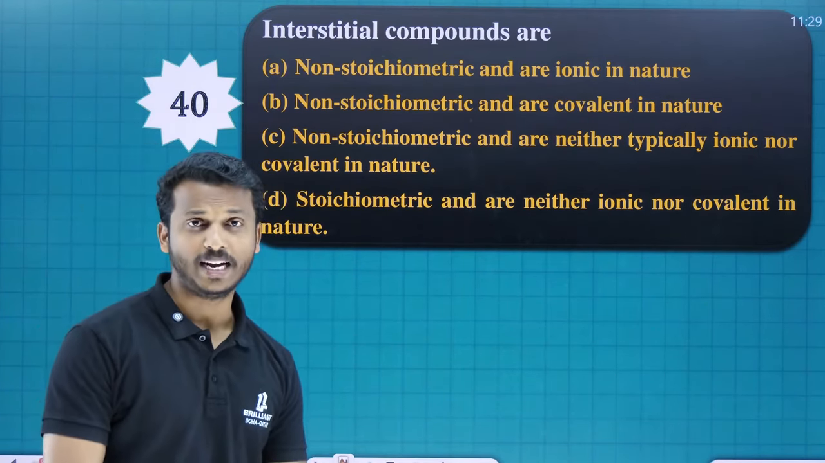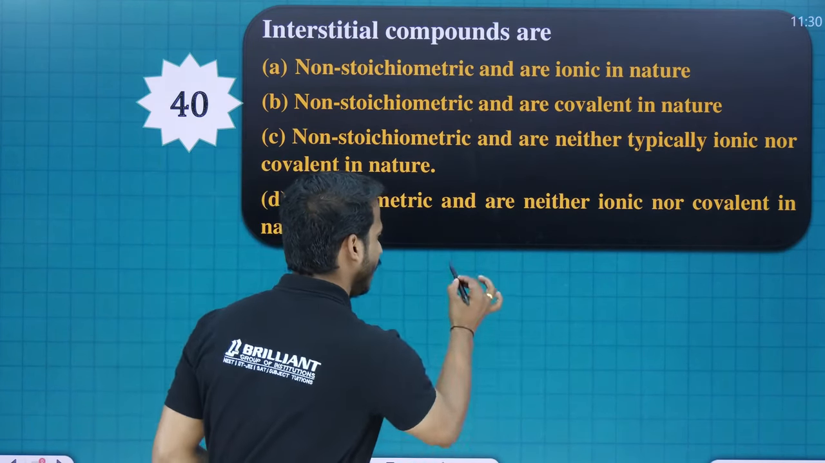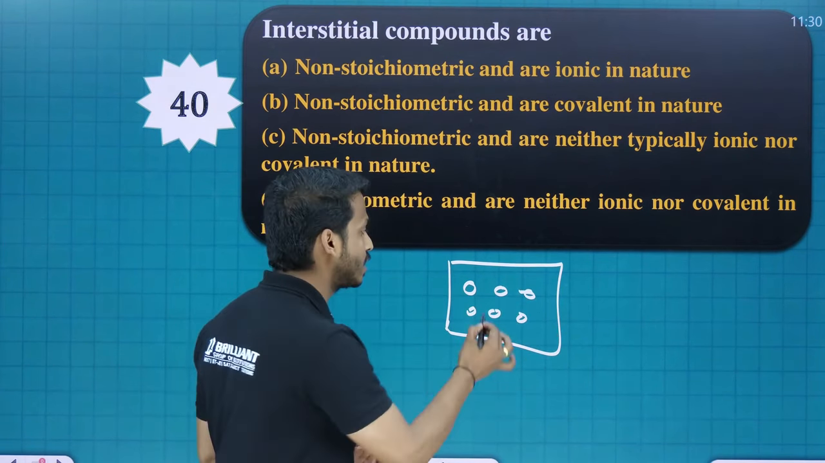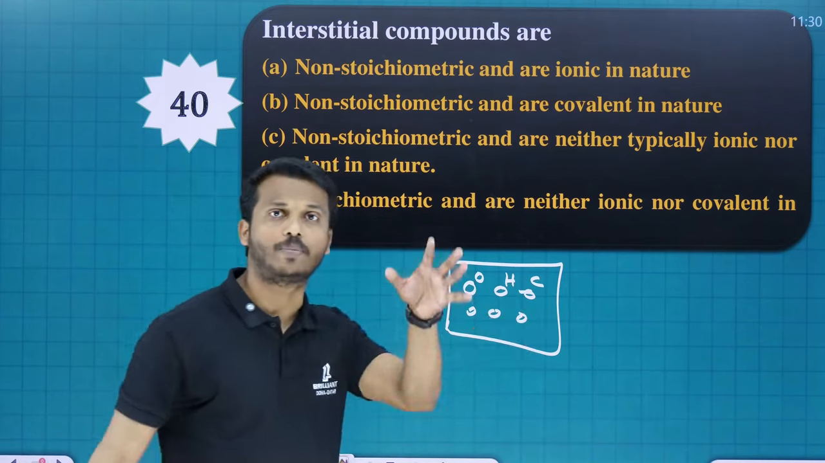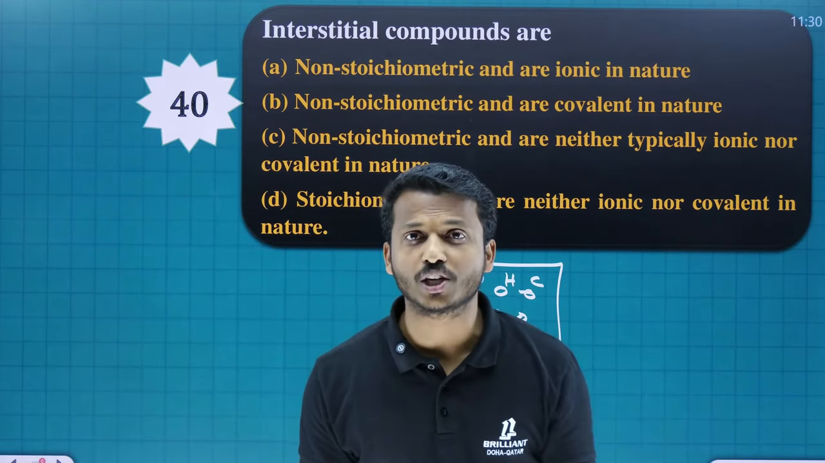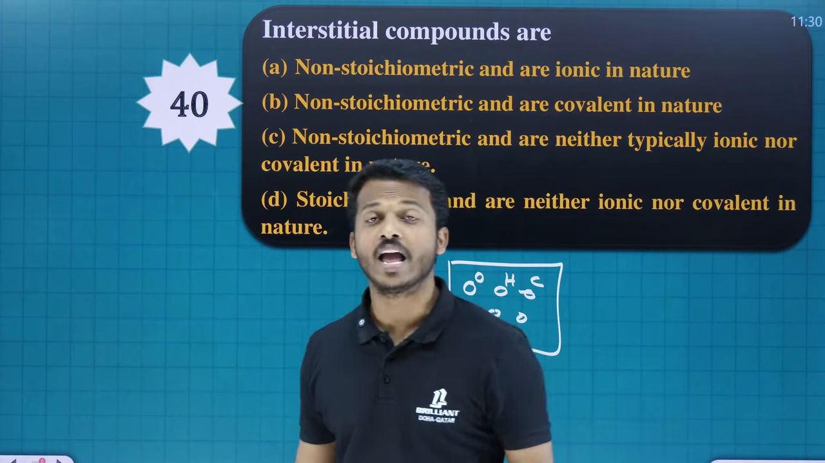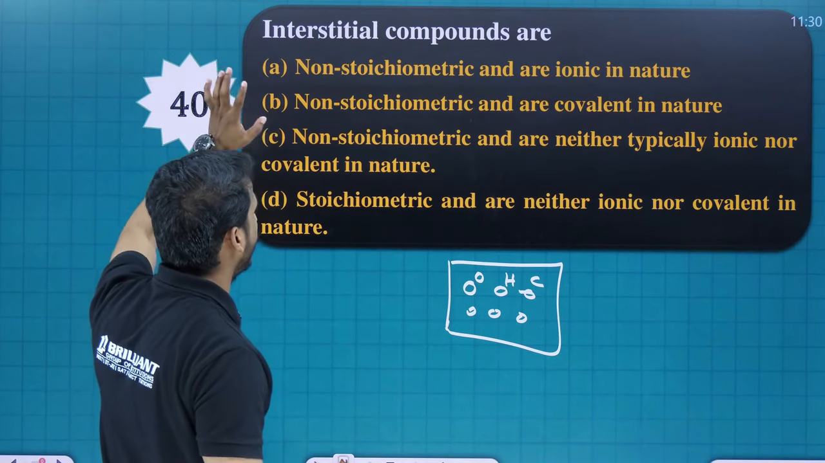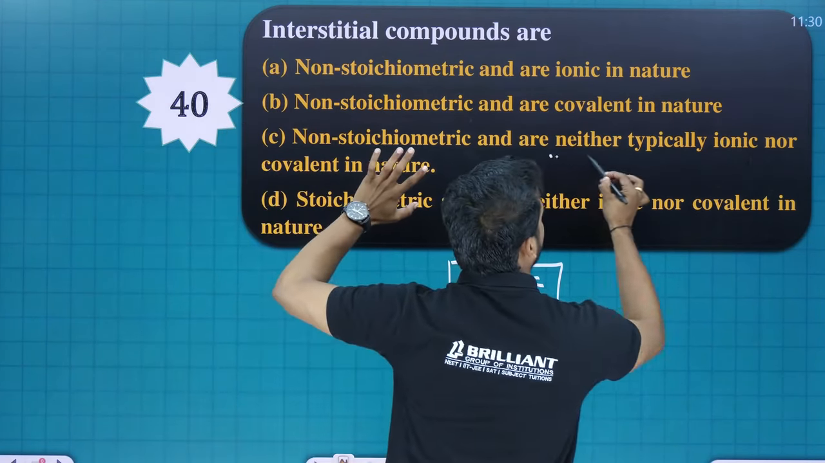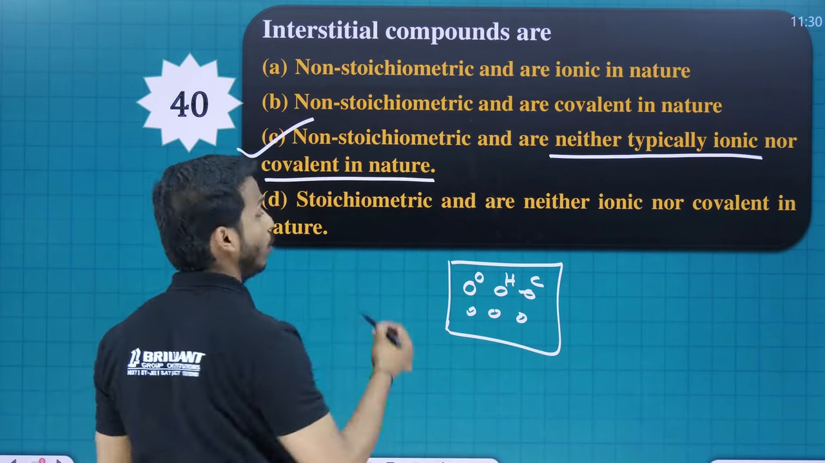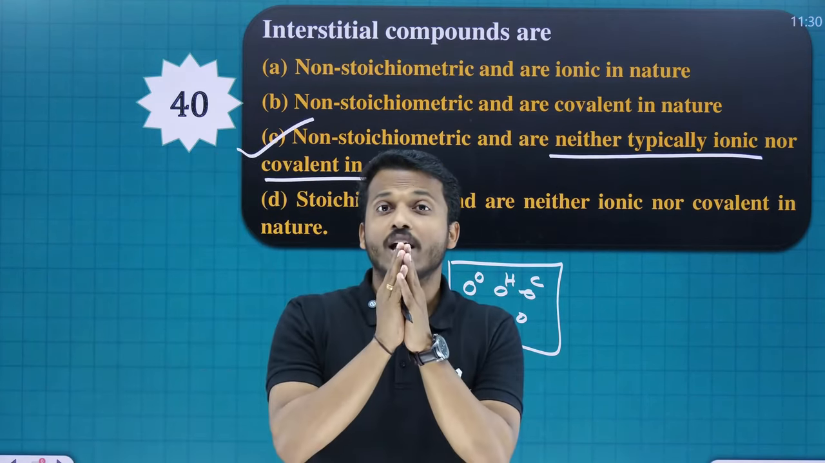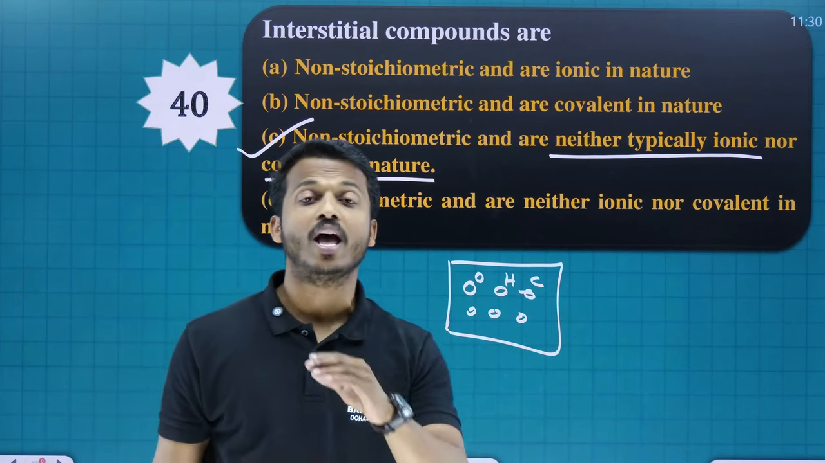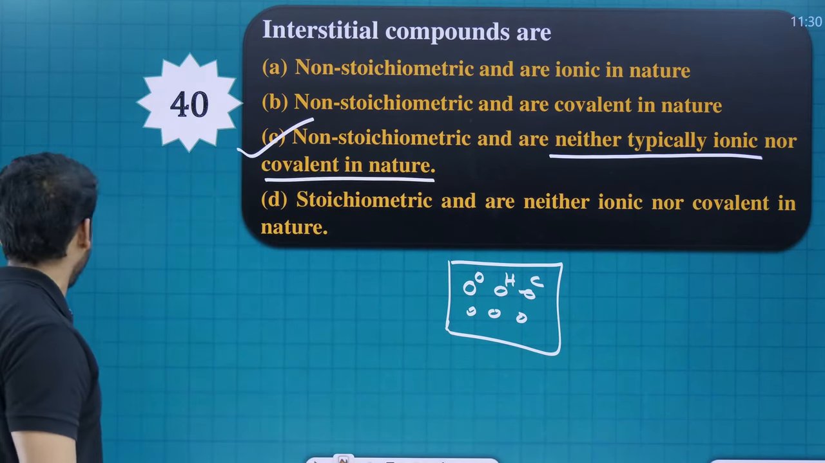Interstitial compounds, we discussed already. In the metal crystal, small gaps will be there. In the voids, small elements like oxygen, hydrogen, carbon are trapped. They're called interstitial compounds. Interstitial compounds are non-stoichiometric, and they are neither typically ionic nor covalent in nature. They don't have fixed stoichiometry.